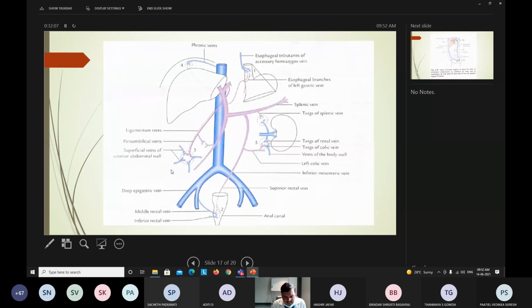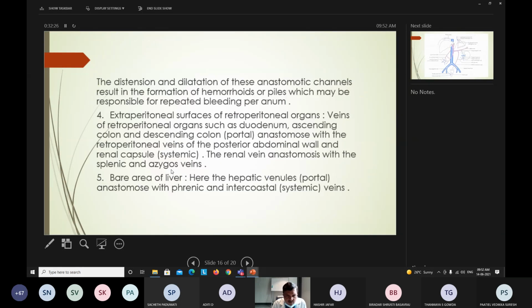First site is the umbilicus. Second one is the lower end of the esophagus. Third one is the anal canal. Fourth one is the extraperitoneal, that is, retroperitoneal organs: duodenum, ascending colon and descending colon anastomose with the veins of the posterior abdominal wall and the renal capsule. So the fifth site is the bare area of the liver.